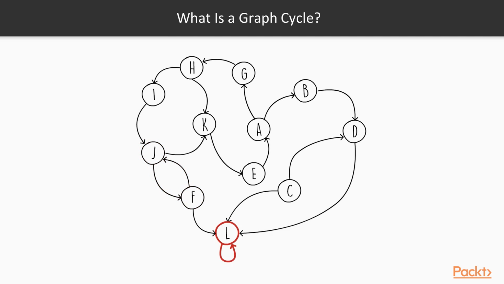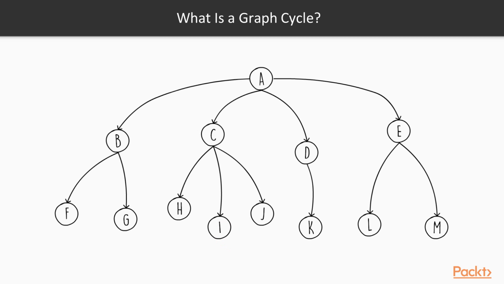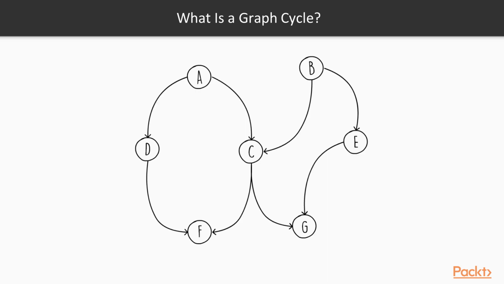Not all graphs contain cycles. Tree structures, also a type of graph, don't contain any cycles by definition. Trees aren't the only types of graphs that don't contain cycles. Here is an example of a directed graph which doesn't contain any cycle. Following any path on this graph will not result in a loop. This type of graph is called a directed acyclic graph, or DAG for short.